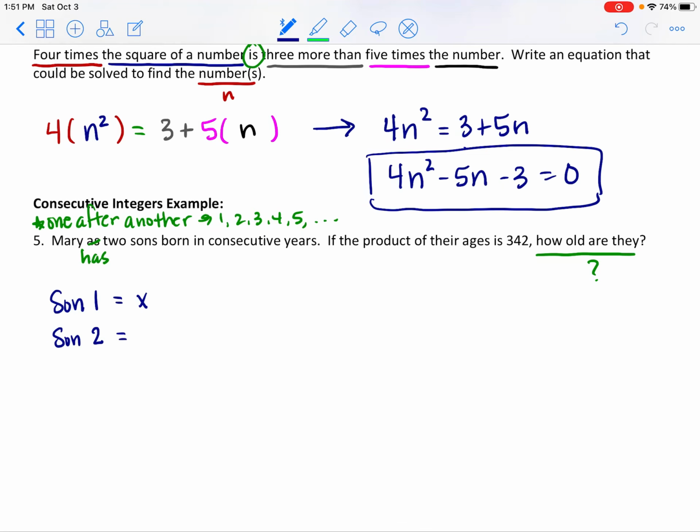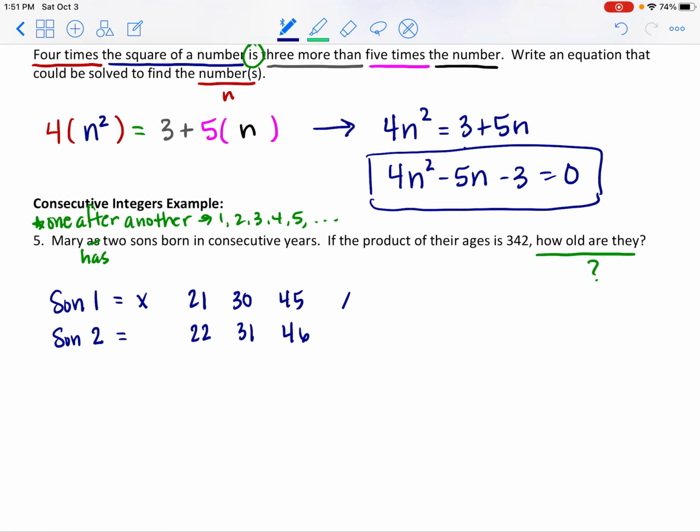right? Well, let's just hypothetically say the first son was 21 years old. How old would the second one have to be? If he was born the very next year, he'd have to be 22, right? Or if he was 30, he'd be 31. Or if he was 45, he'd be 46.